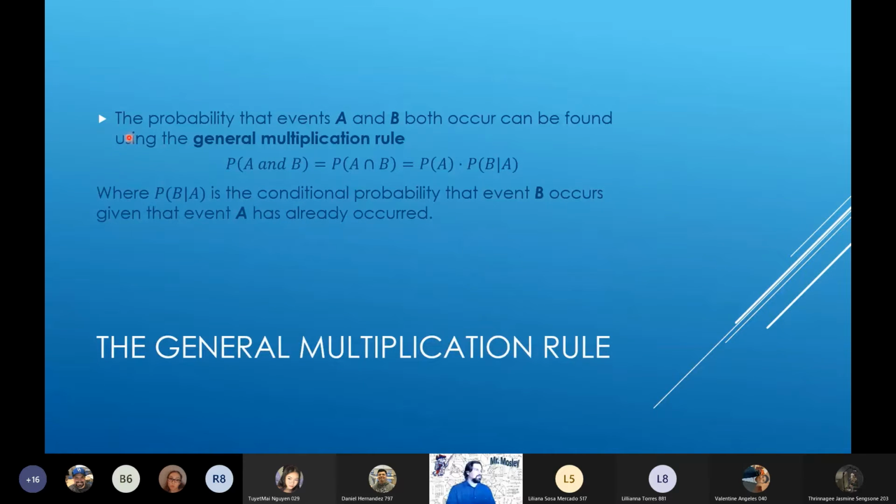All right. So first, we have the general multiplication rule. The probability that events A and B both occur can be found using the general multiplication rule. This rule is right here. P of A and B is equal to P of A intersect B. So we're using that new notation. And that's equal to the probability of A times the probability of B given A. This is where probability of B given A is the conditional probability that event B occurs given that event A has already occurred.